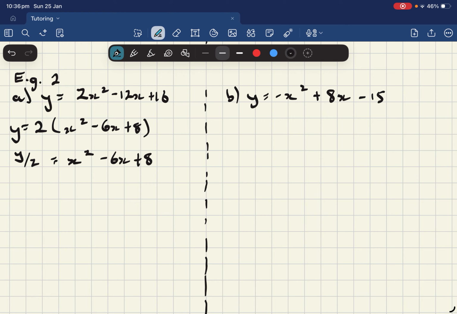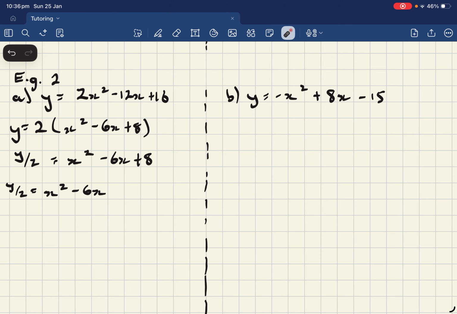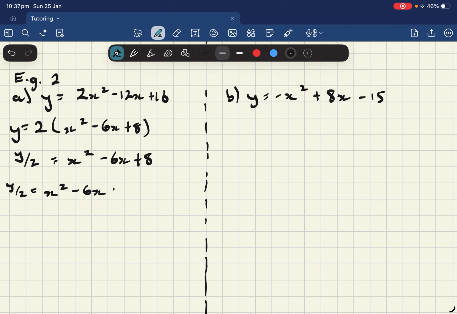So doing this, I'm going to get y over 2 equals x squared minus 6x. And now I'm going to skip a couple of steps because we should be used to this by now. I'm halving the coefficient of x, so minus 6 over 2 gives us negative 3, and I'm squaring it, which gives us positive 9. And that's my perfect square portion. And remember, I can't just add positive 9 out of nowhere. I have to subtract it so that I get an equivalent equation. And then I have my plus 8 on the end here.